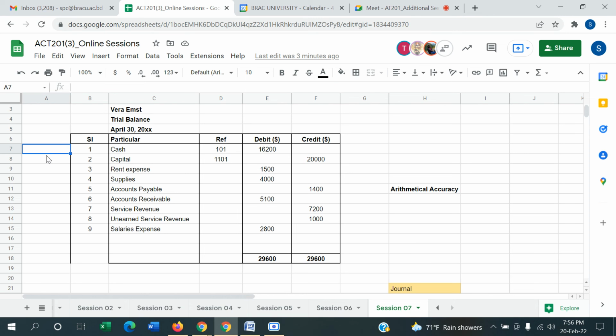That means you know that cash is what type of account? Asset. Sir, can you explain how unearned service revenue is a liability? I'm coming to that later on. Let me finish this one. So cash is an asset. Capital, owner's equity. Rent expense, expense. Supplies, asset. Accounts payable, liability. Accounts receivable, asset. Service revenue, revenue. Unearned service revenue, liability. It's a liability. I'm explaining this one as well. And salaries expense, expense.